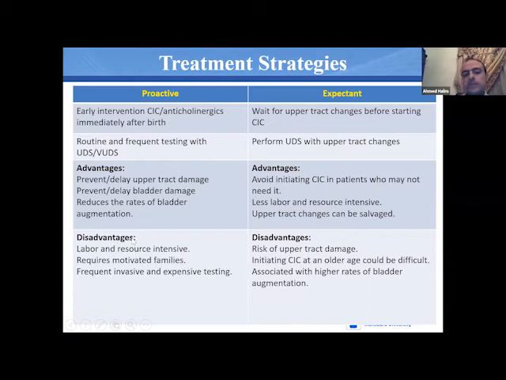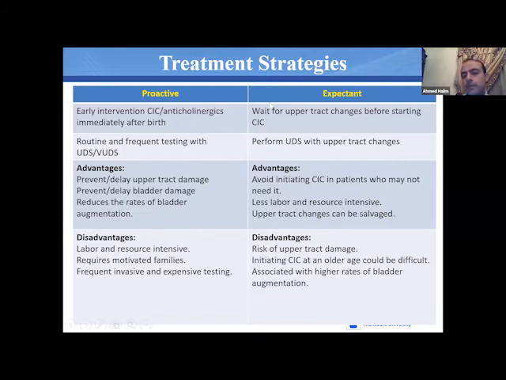Of course, the advantages and disadvantages are clear. The proactive approach would prevent or delay upper tract and bladder damage, and theoretically it would prevent the deterioration of bladder structure and therefore would reduce the rate of bladder augmentation. But it needs motivated families, it's labor and resource intensive, and it requires repeated and expensive testing.